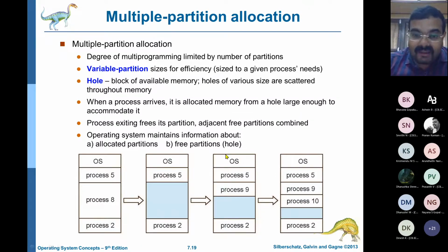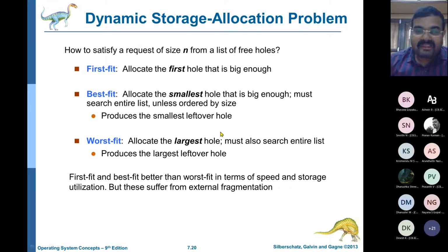And obviously the logic is very simple. First fit is to allocate the first hole that is big enough. That's not a good fit. Best fit is to allocate the smallest hole that is big enough, so that more number of processes go in. And worst fit is to allocate the largest hole.